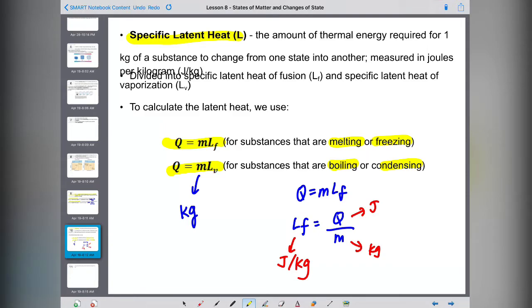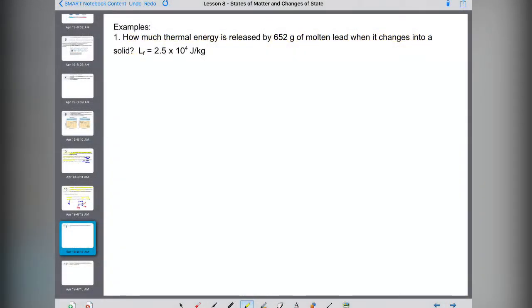latent heat, capital L, is whatever the substance is going to be, different for different things. For water, for aluminum, for ethyl alcohol, they're going to be different. But for that particular substance, it is the amount of thermal energy that it requires for 1 kilogram of substance to change from one state to another. So how much heat does it require for 1 kilogram of, say, ice to melt into liquid water? That is the specific latent heat, which is measured in joules per kilogram. Okay, so let's go through examples.